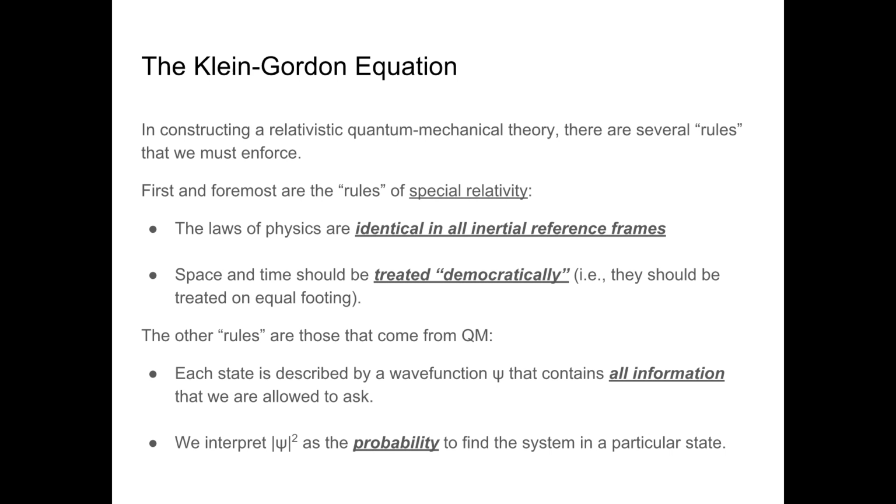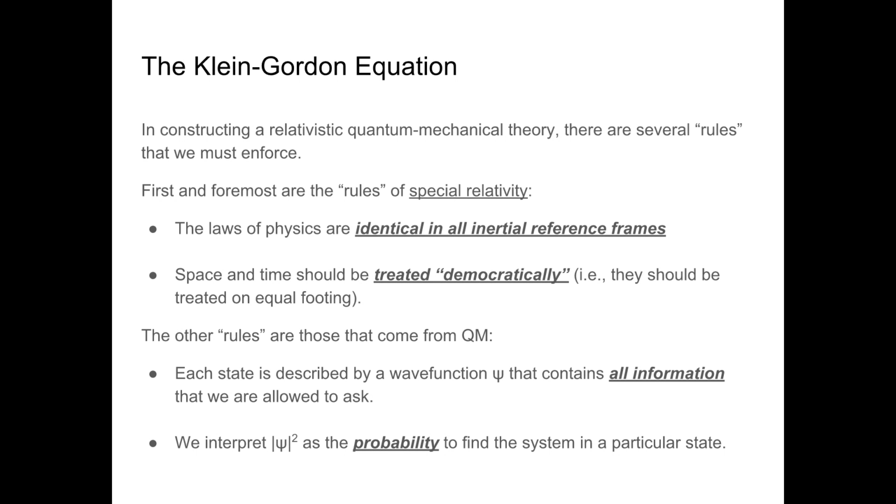And the rules for quantum mechanics that we have to make sure we obey are the typical ones: each state that we're concerned with is described by a wave function, right? And that wave function contains all the information that we can ask for. What's the momentum? What's the spin? What's the particle's favorite flavor of ice cream? Whatever. All that information is contained in the wave function, right? And the wave function itself is not observable, but we use it as a tool in order to construct probabilities, right? Probabilities for things to happen.